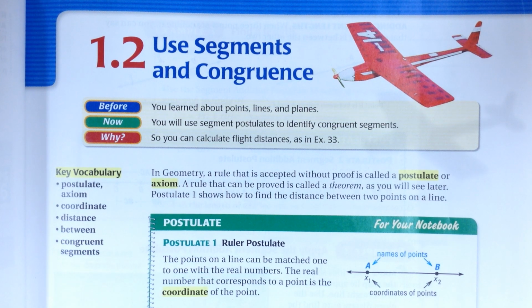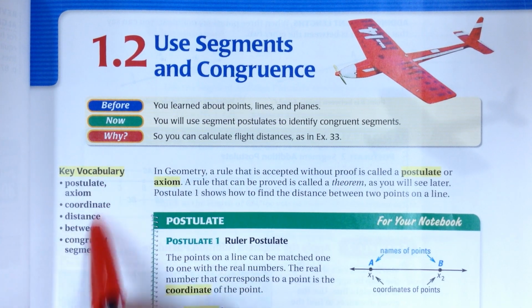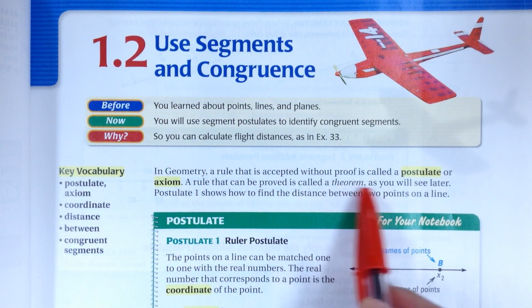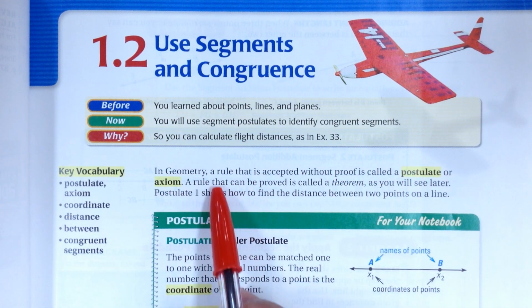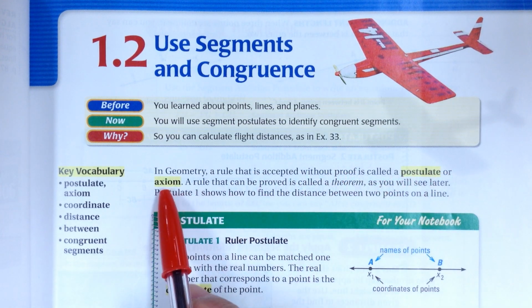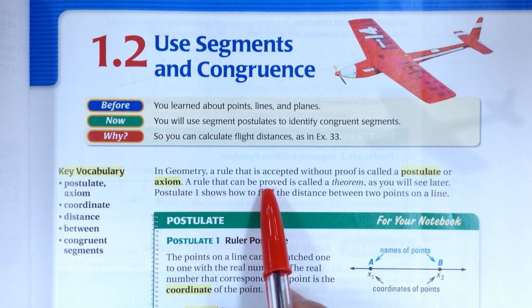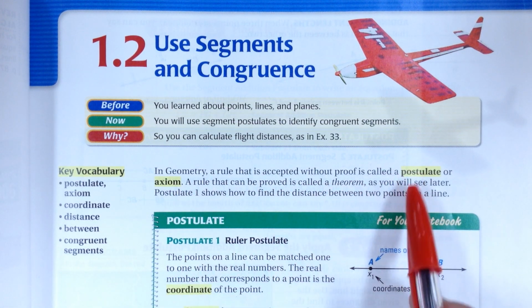Let's go to page 9. So you can pay attention to the key vocabulary that you should know. Okay, so first, let's talk about the postulate or axiom. In geometry, a rule that is accepted without proof is called a postulate or axiom. A rule that can be proved is called a theorem. Make sure you know the difference between them.